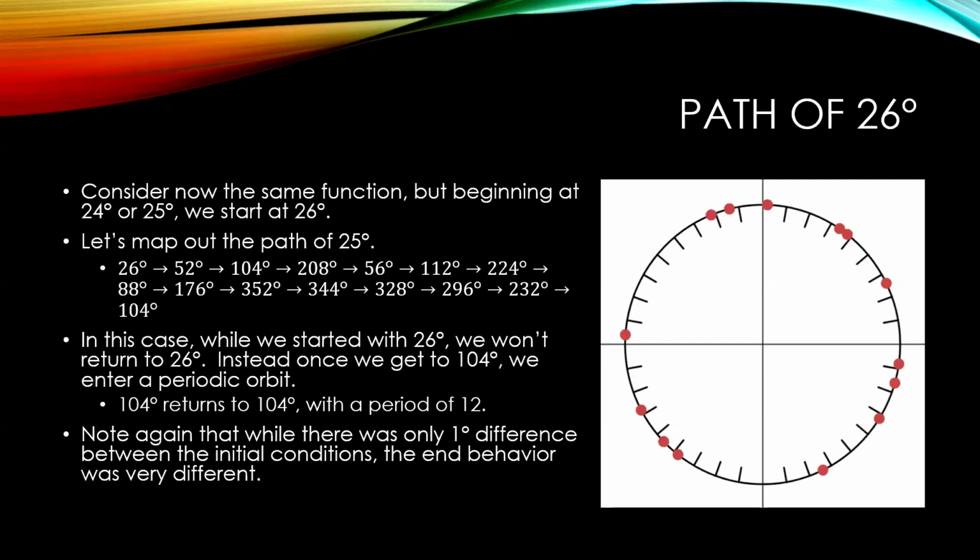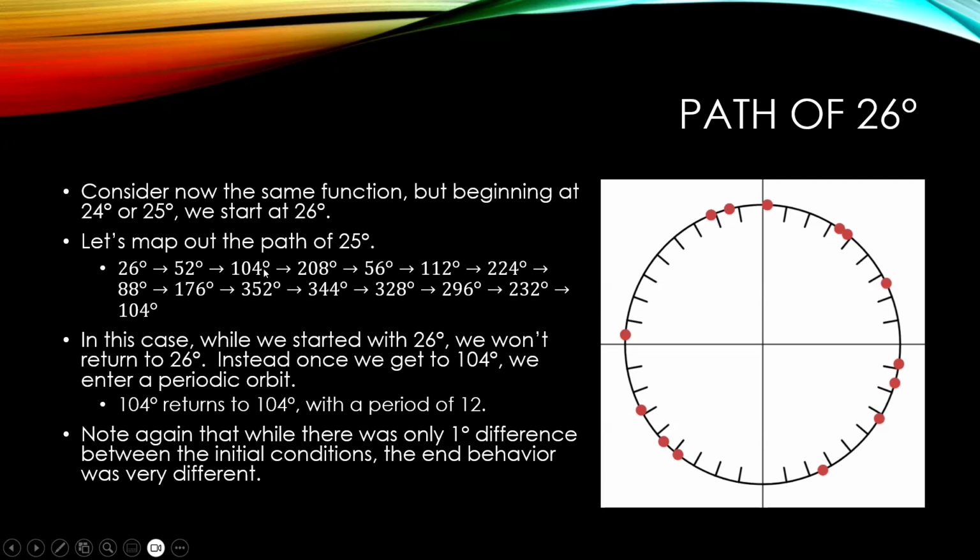What about 26? And so 26 isn't that different. But if we map it out, let's map out the path of 26, not 25. Clearly, I copy-pasted. And so if we are going with the path of 26, hide it by putting my mouse over it. 26 degrees goes to 52 degrees, goes to 104 degrees, goes to 208, 56, 112, 224, 88. And we can see it just keeps going and going until eventually we end up back at 104 degrees, which was the third one that we got.